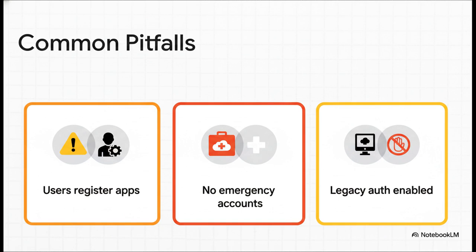Second, the dreaded lockout. Failing to configure at least 2 cloud-only break glass emergency accounts is a huge mistake. If your federated identity provider experiences an outage, these accounts are literally the only way you can get back in to fix the problem. And finally, relying on legacy authentication. It's like a security zombie that just won't die. Block it using conditional access immediately because it completely bypasses modern MFA.